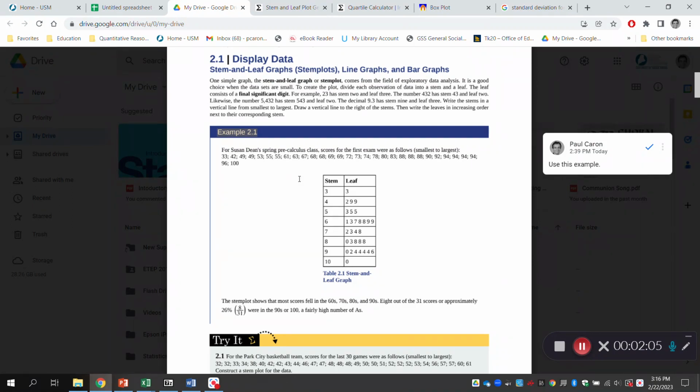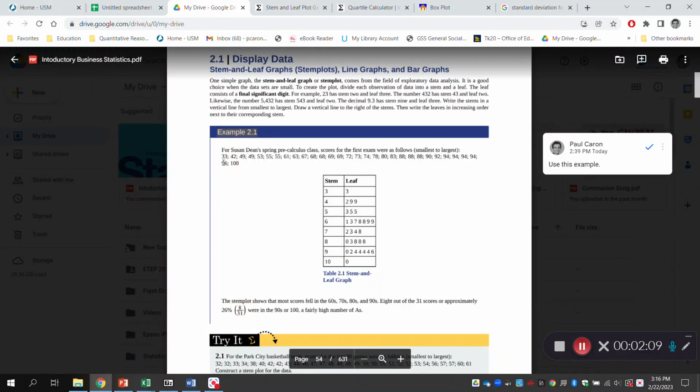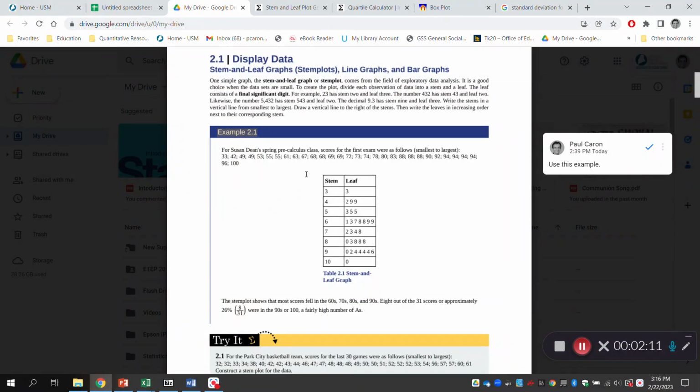So what do I mean? Well, out of all of this data that we have up here, we have starting with 33 all the way to 100. The stem is 3, 4, 5, 6 all the way to 10. This is read 33, 42, 49, and 49. So there are two 49s. There's a 53, there's a 55, and a 55. 61, 63, and so on. And that's 100, 10, and a 0.